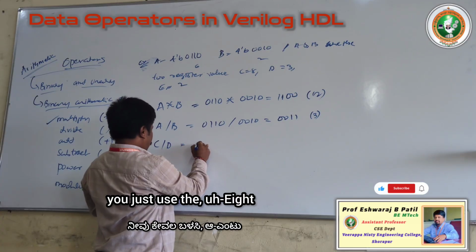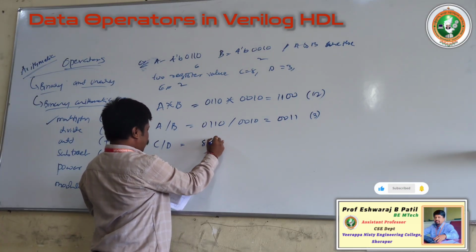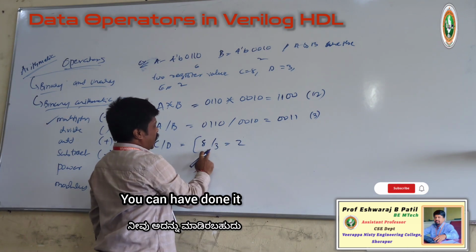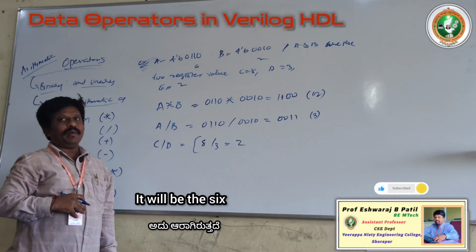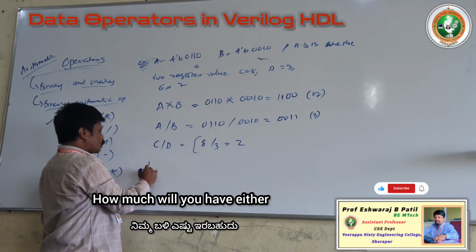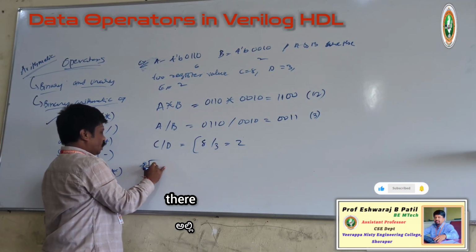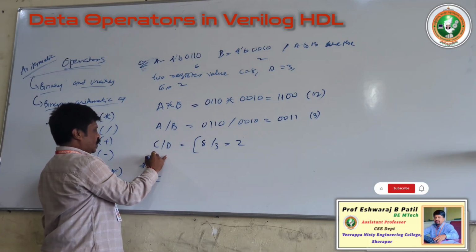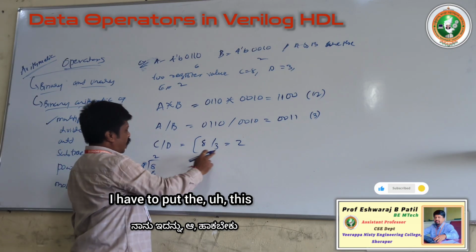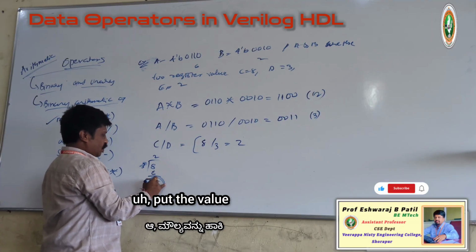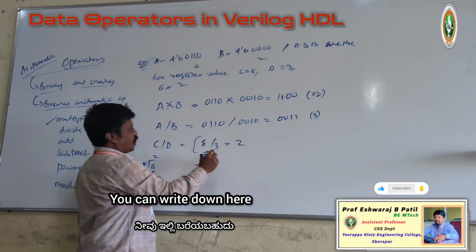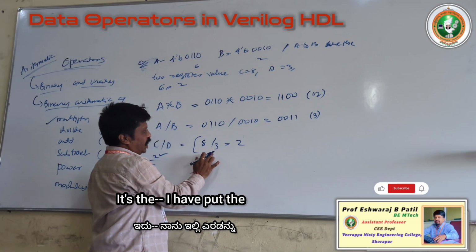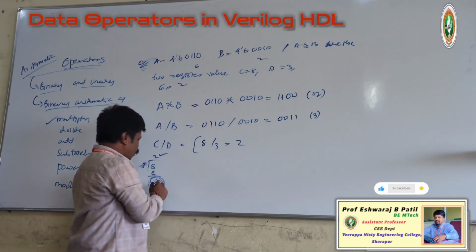Okay, what is C here? 8 by 3. It's for the cube. Terminate: 8 by 3 is how much? 3 times 2 is 6. How much do you have left there? I left a remainder of 2 here.